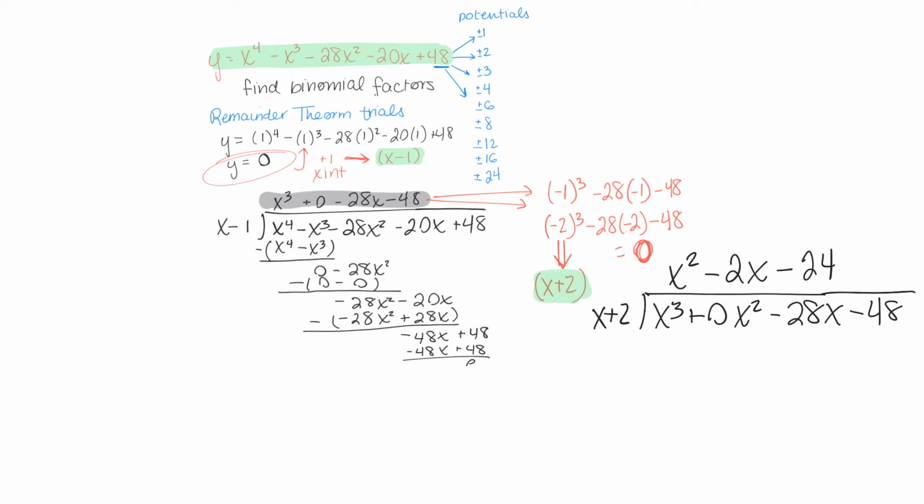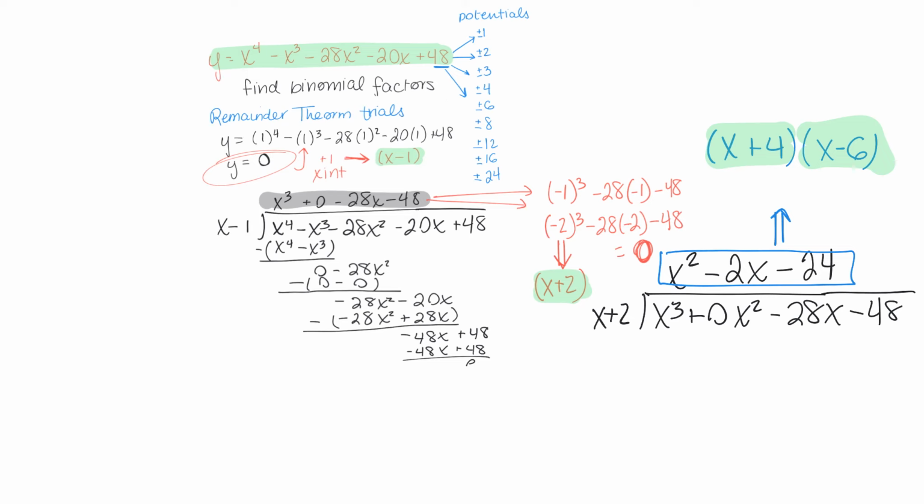Once you get to this quadratic, you can just factor that normally, and when you factor that, you're going to find what multiplies to negative 24 and subtracts to negative 2. I'm going to say x plus 4 times x minus 6. So now at this point, you've got 4 binomials, which is great because you were dealing with a quartic function. So we're looking for 4 binomials. So we have x minus 1, x plus 2, x plus 4, and x minus 6.